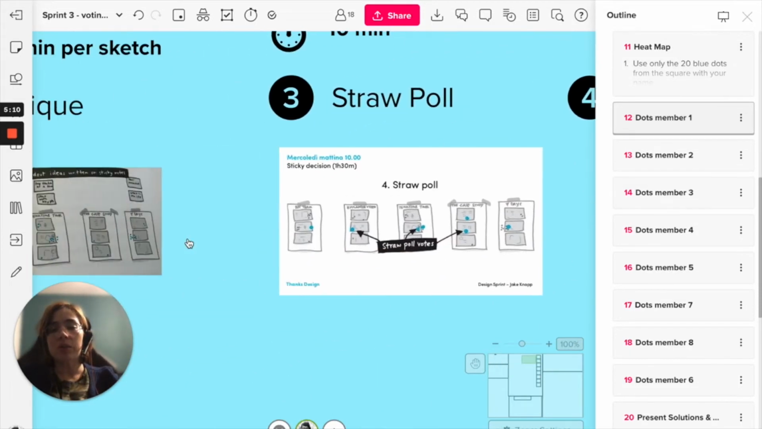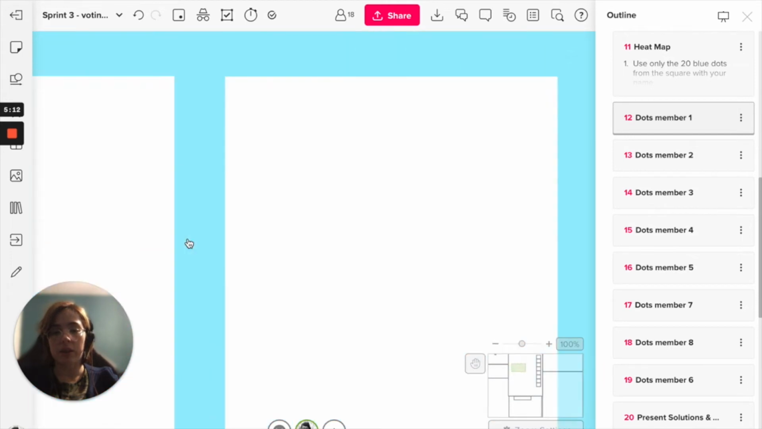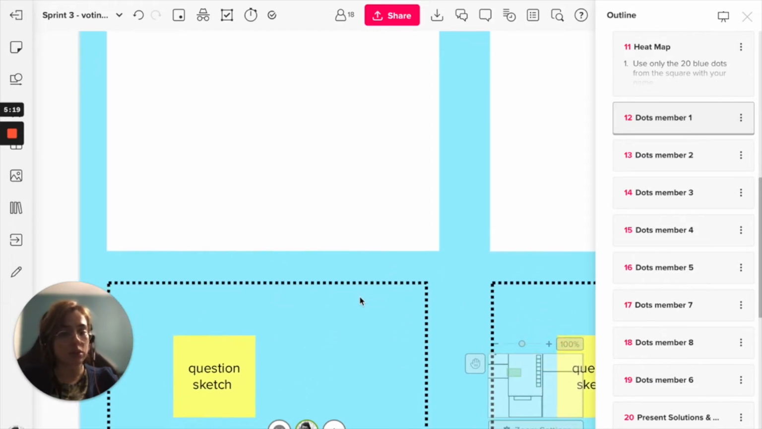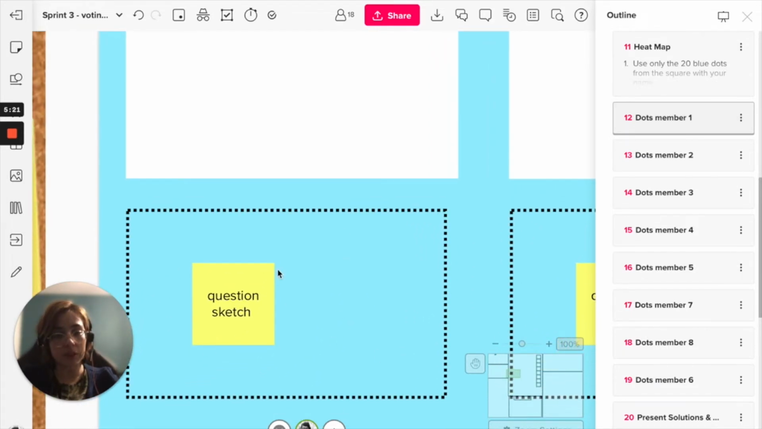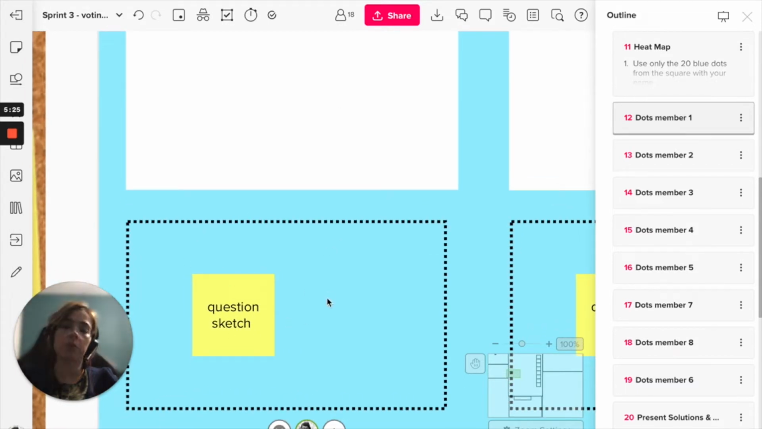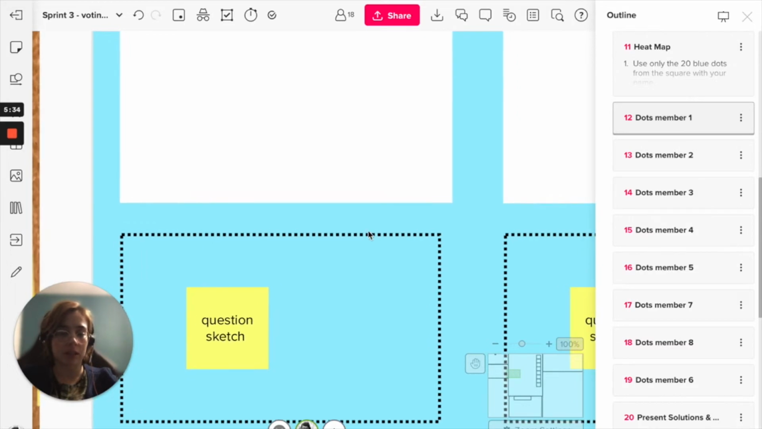Okay, once you've put your dots on the sketches, if you have any doubts, you go to the bottom of the sketch and put your questions or doubts there with post-its. So just remember to do that for each sketch, if you have any question or doubts.